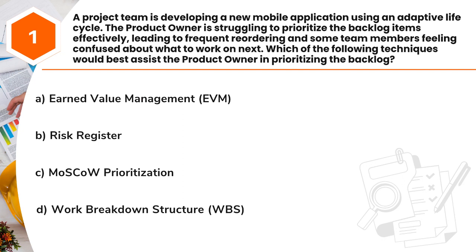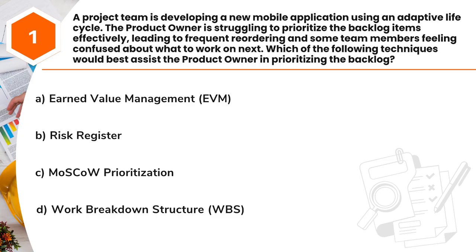Question 1. A project team is developing a new mobile application using an adaptive life cycle. The product owner is struggling to prioritize the backlog items effectively, leading to frequent reordering and some team members feeling confused about what to work on next. Which of the following techniques would best assist the product owner in prioritizing the backlog?